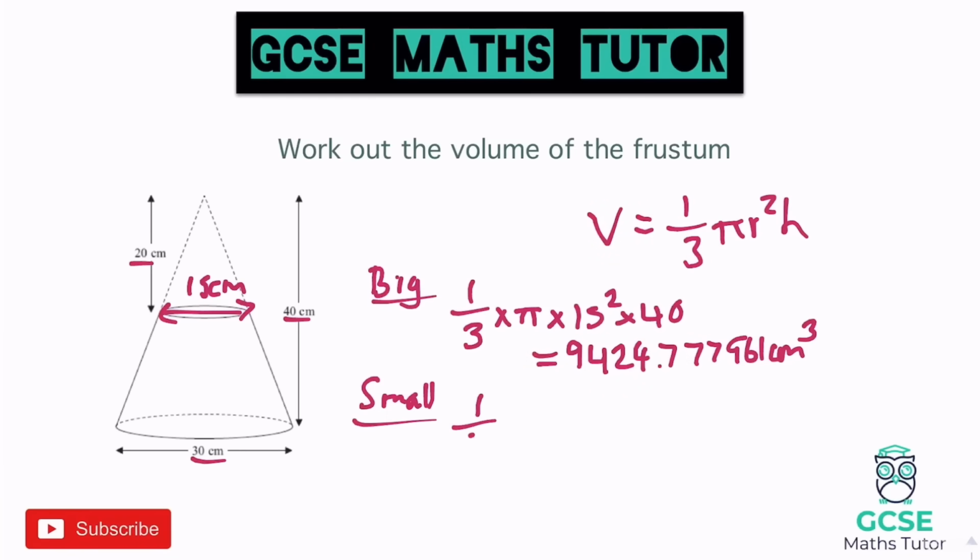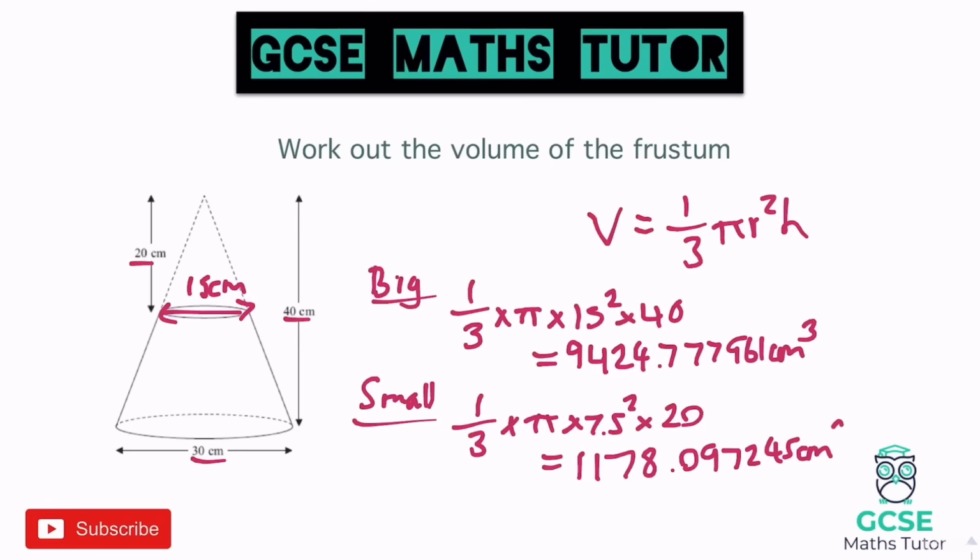Now for the small cone on top, there we go, we can work out the volume of that as well. So it's 1/3 times pi times the radius squared, careful, so it's half of 15, so 7.5 squared, and times that by the height of that cone, which is 20. And that gives us a volume, and again if we just type that in, let's have a look. So 1/3 multiplied by pi multiplied by 7.5 squared times 20, and that gives us a volume. Again, I could leave it in terms of pi, but 1178.0972, and again that's centimetres cubed.